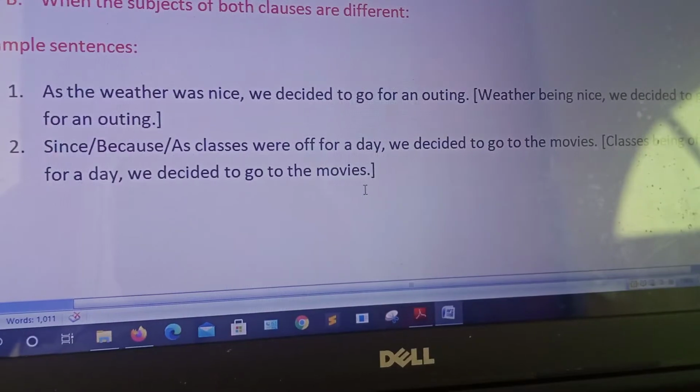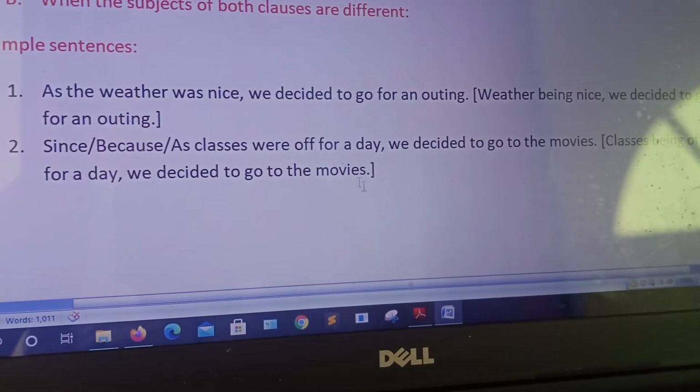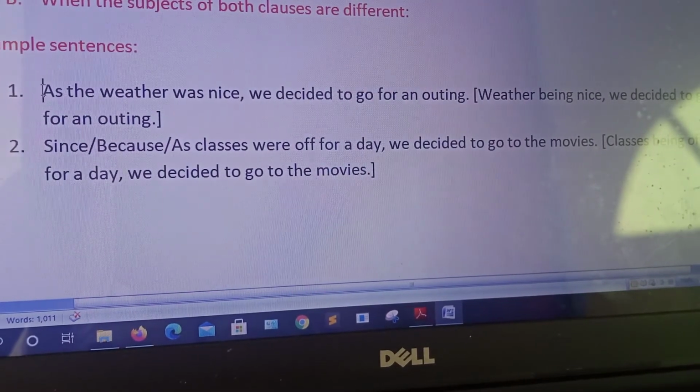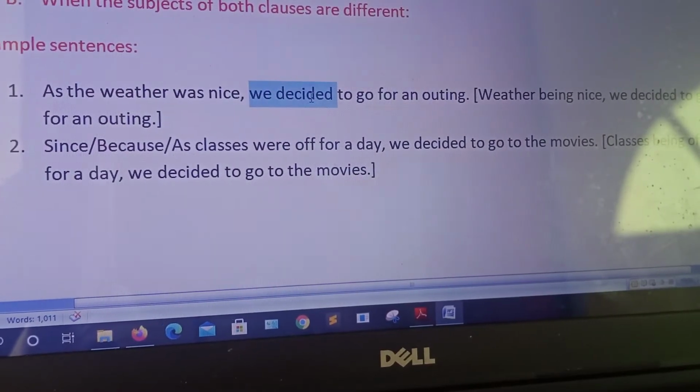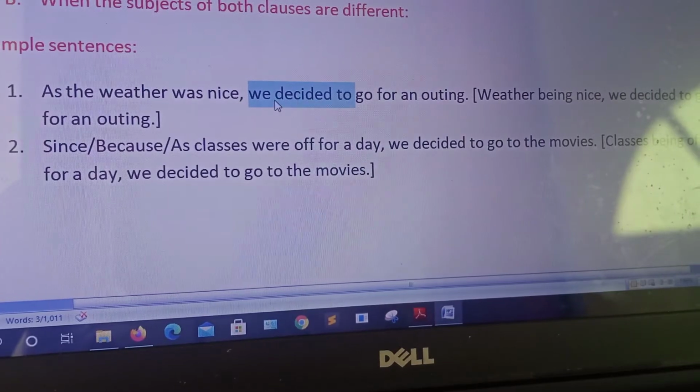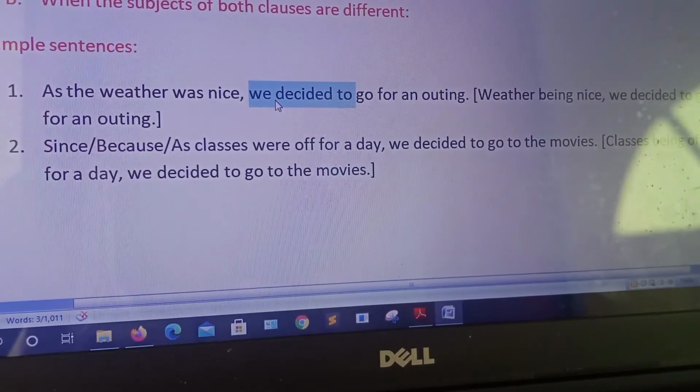But here the situation is different. Here the subject may be different. See, here in the subordinate clause the subject is weather, and in the main clause the subject is we. But sometimes, if the subjects of both clauses are different, we can still reduce. See how we can do it.